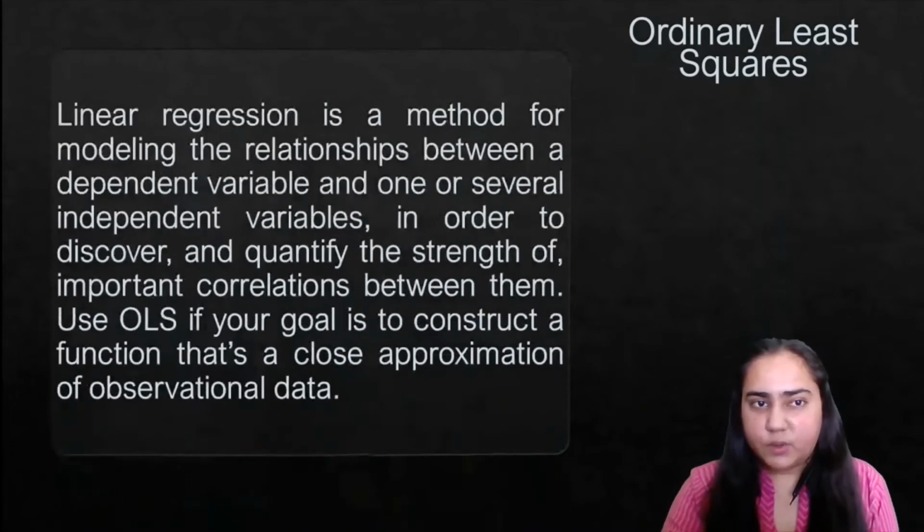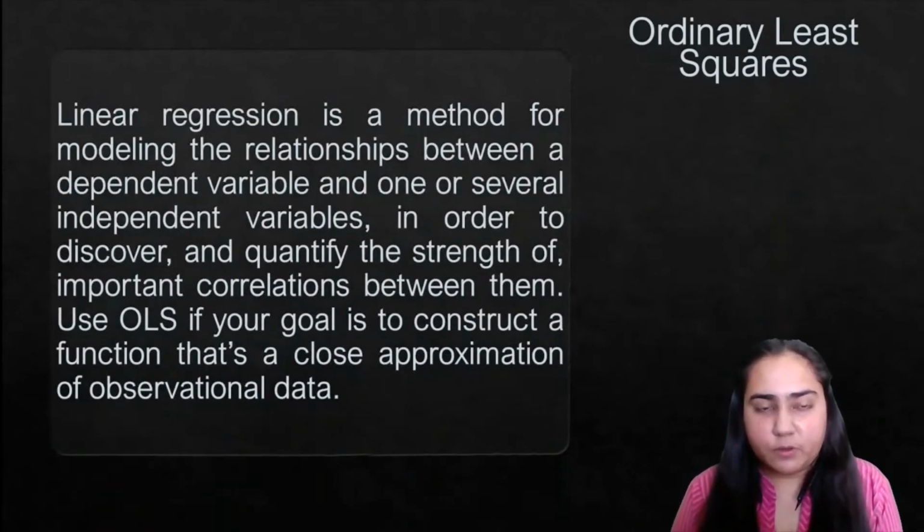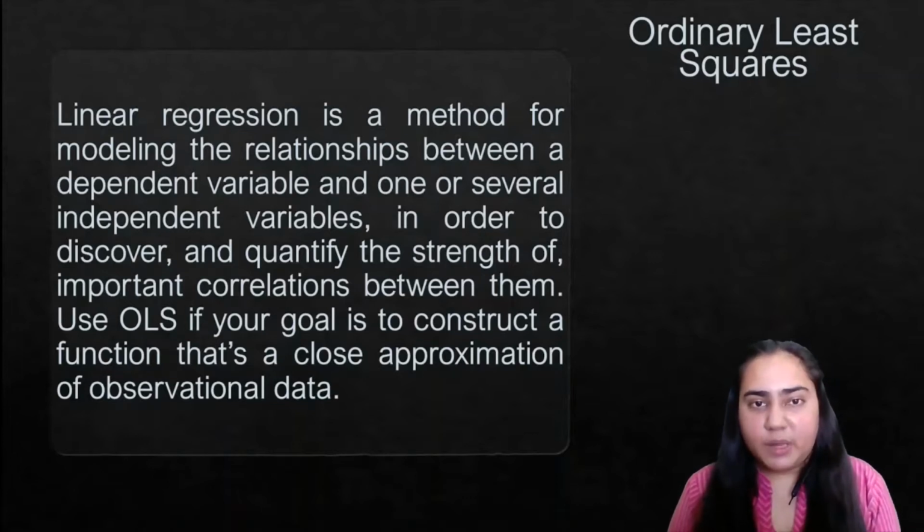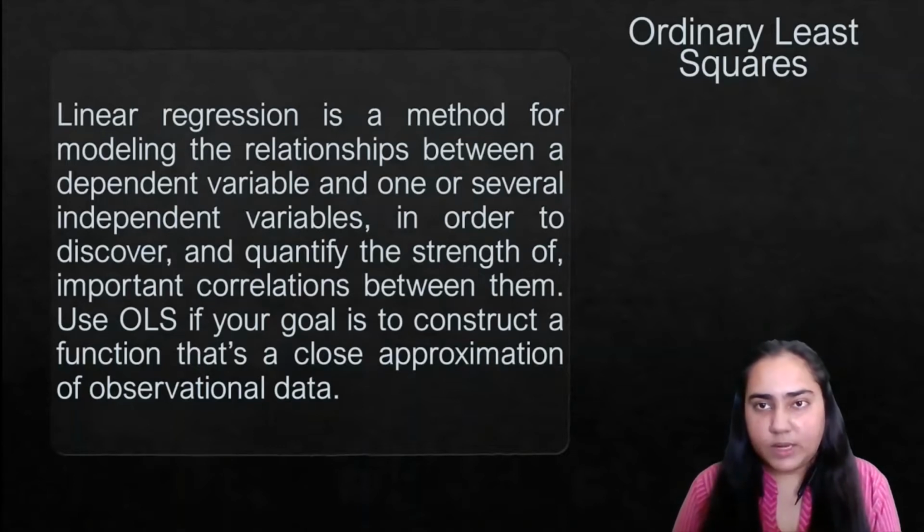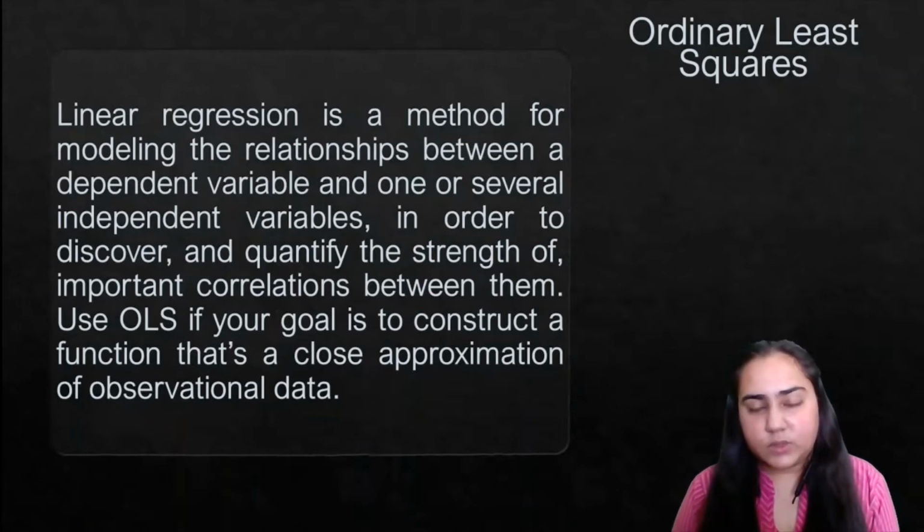Now, what is ordinary least squares? You already know that linear regression is a method for modeling relationships between a dependent variable and one or several independent variables in order to discover and quantify the strength of important correlations between them. Now, you should use OLS to fit this line if your goal is to construct a function that's a close approximation of the observational data. So if you want your line to be really precise and a very close approximation of where your actual data points lie, then you should be using the OLS method.